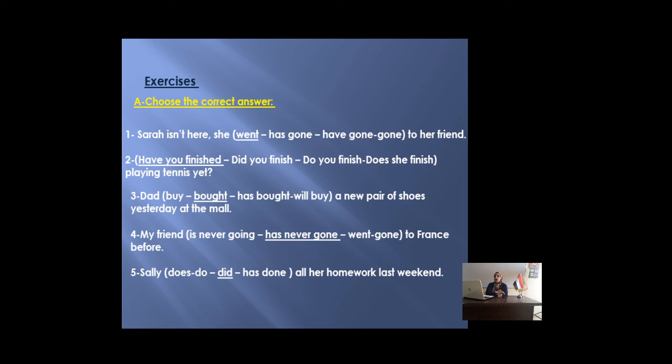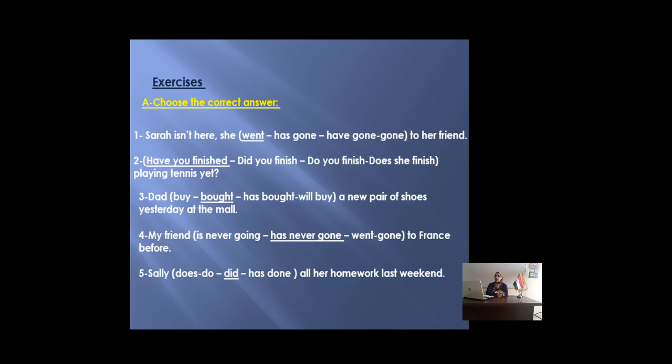Number 2, have you ever finished, or did you finish, or do you finish, or does she finish playing tennis yet? So underline yet, you have the word here. So you have to stick with the present perfect tense. Have you finished playing tennis yet? Number 3, Dad buy, or bought, or has bought, or will buy a new pair of shoes yesterday at the mall. So we have here yesterday. It's not one of the keywords of the present perfect, so that's why we have to choose bought. It's in the past only.